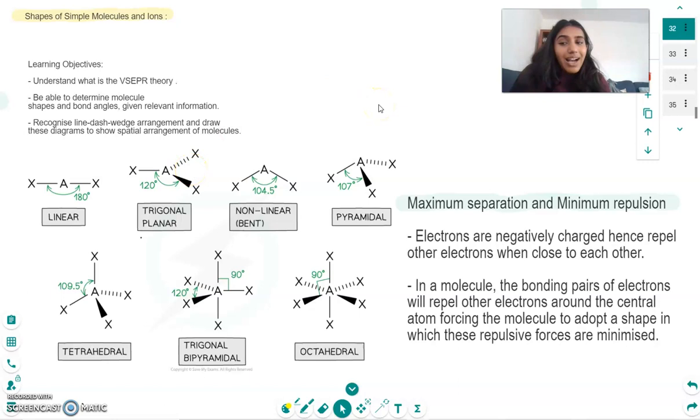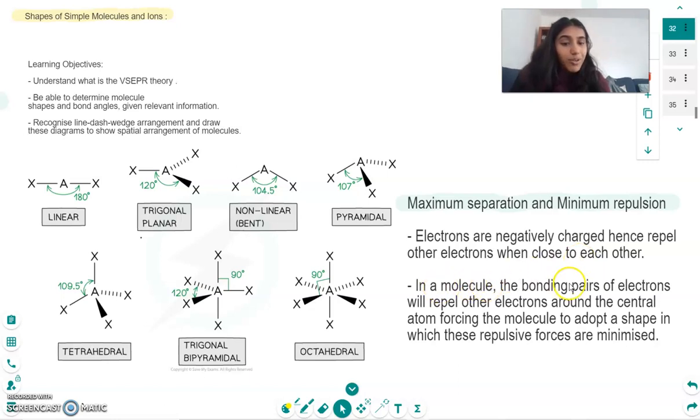So the actual point of this is that there are different bond angles in different molecules. Why, you'd ask? Because electrons, as you know, all have the same charge, so they actually repel each other. So electrons are negatively charged, hence repel other electrons when close to each other, as they are in bond pairs in covalent bonded molecules, right?